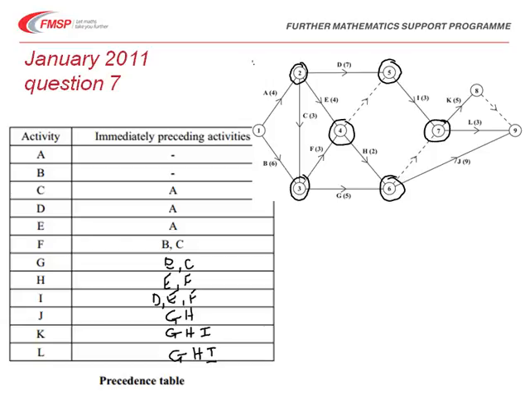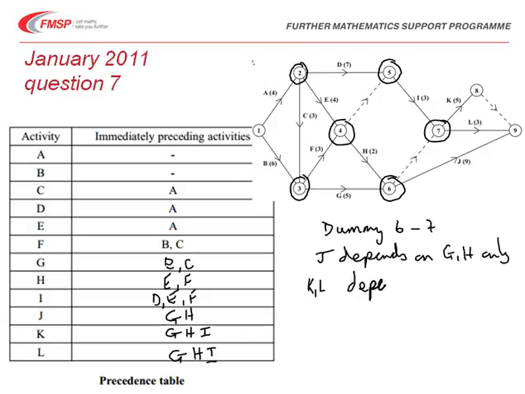We're asked to say why we have particular dummies in there. The dummy from 6 to 7, well, we've already described that in doing the precedence table, but this is because J depends on G and H only, whereas K and L depend on G, H and also on I.